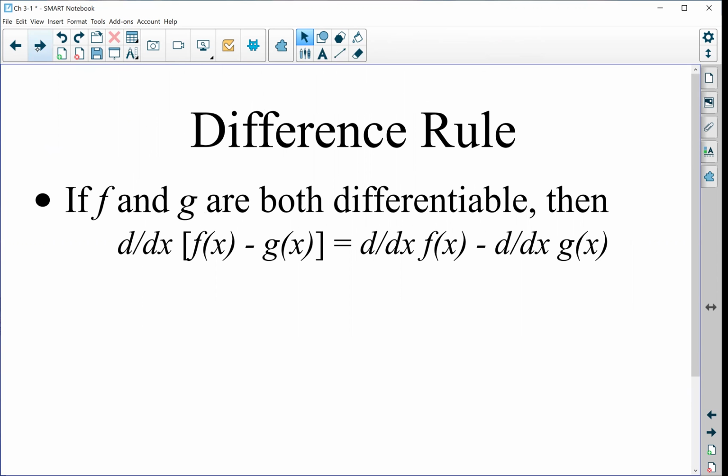All right, this is probably going to shock you, but the rule for if you have the difference of two functions is the derivative of the first function minus the derivative of the second.